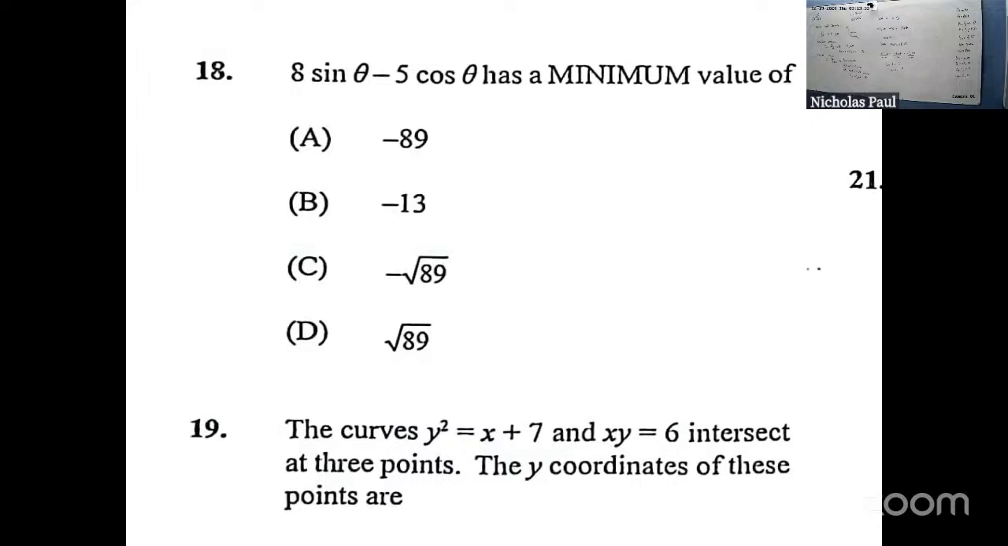Basically you have to find R, which is the square root of 8 squared plus 5 squared. That's the square root of 64 plus 25, that's 89. They want the minimum value, so it's minus R. So the first one there is C. Selena, number 18 is C.